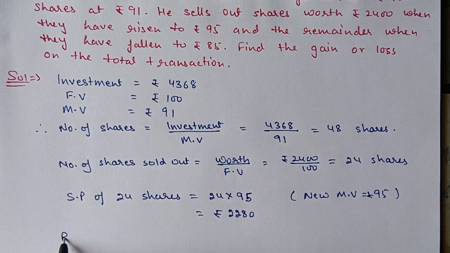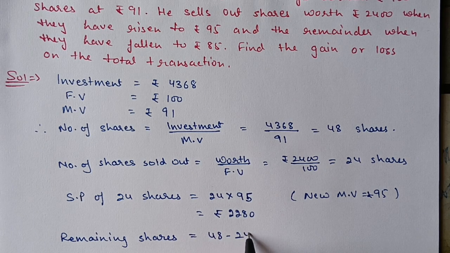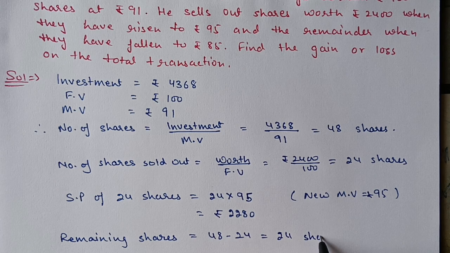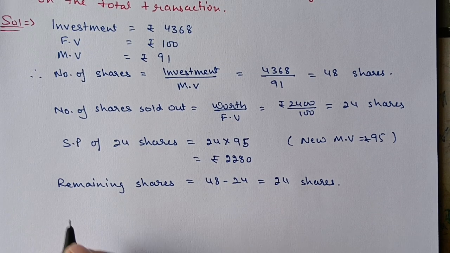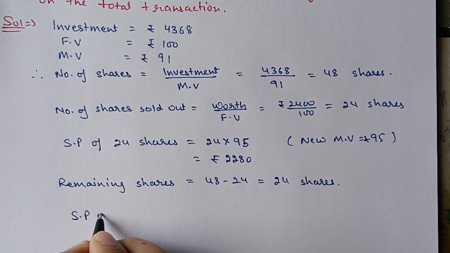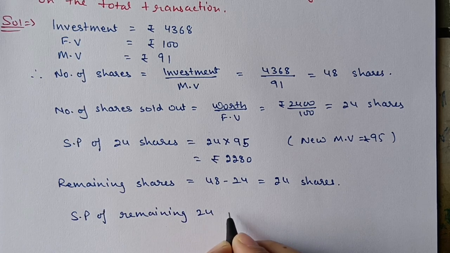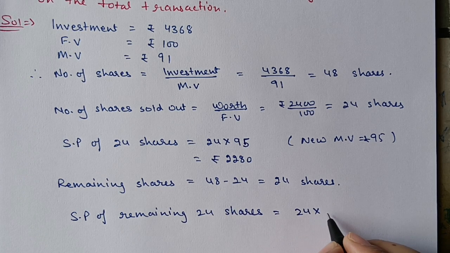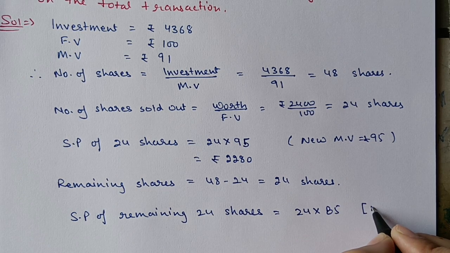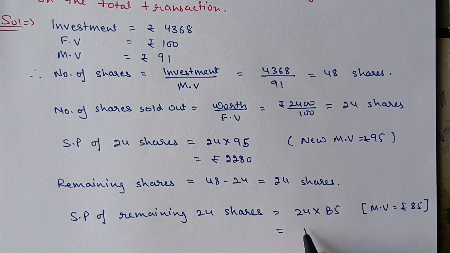Now the remaining shares: from the 48 shares, 24 shares he sold out at 95 rupees. Remaining shares we will calculate. Remaining shares are 48 minus 24. 24 shares are still remaining, and these 24 shares he is selling at the rate of 85 rupees. So selling price of remaining shares will be number of shares into market value. So for these shares market value is 85 rupees.